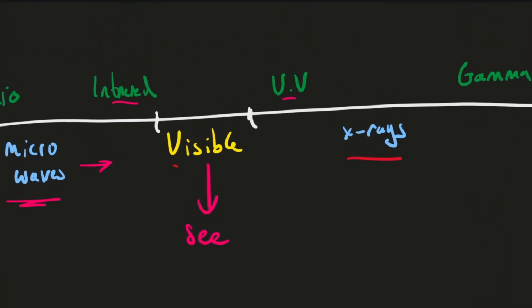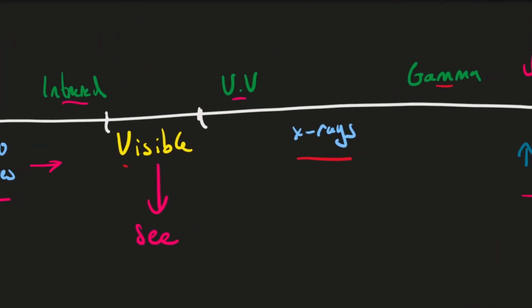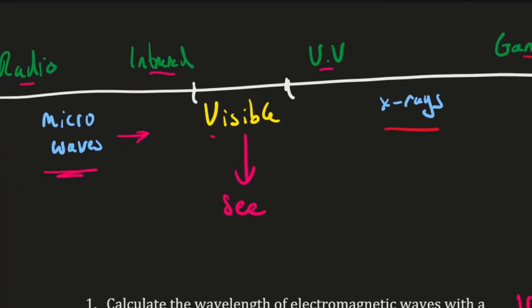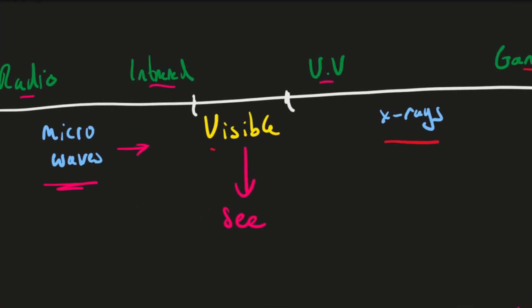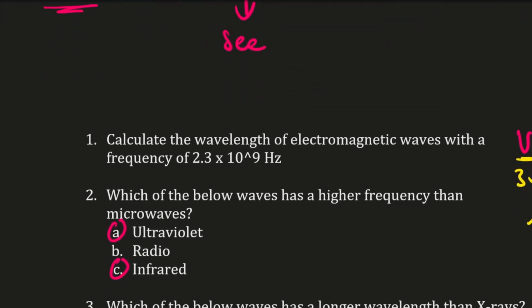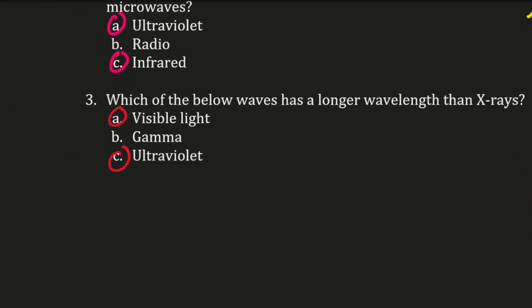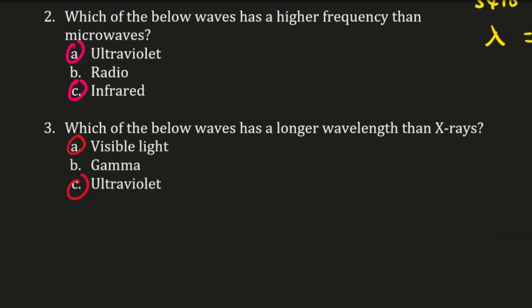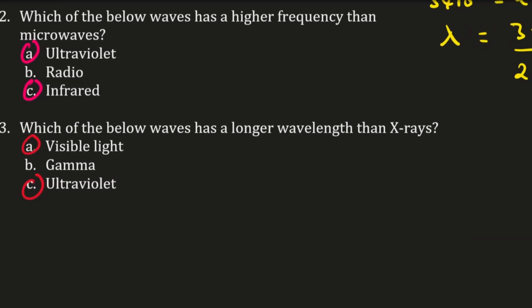Gamma rays you can see is to the right, and that is the ones with a lower wavelength, so we wouldn't tick that. And the last one is ultraviolet, and ultraviolet is also to the left of X-rays, and so this one would also be correct. Okay, so for question 3 you should have got visible light and ultraviolet. That's it for the questions, and hopefully you got those ones correct.